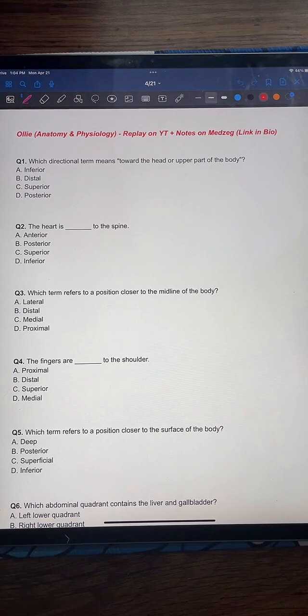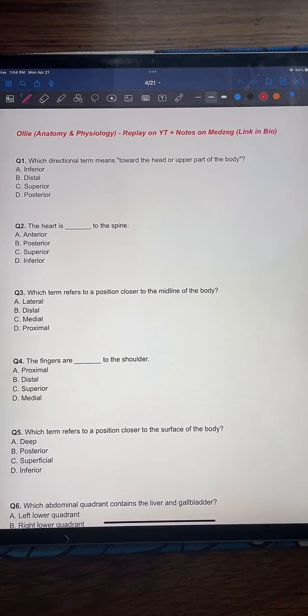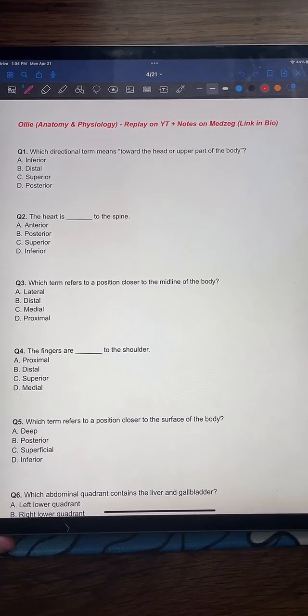We're going to do some Anatomy and Physiology for HESI and TEAS today. Can everyone see my screen all right? I'll slide this up some.